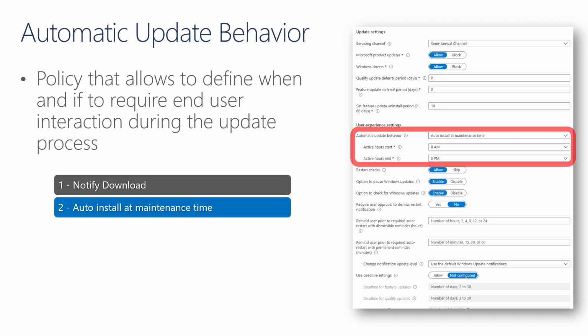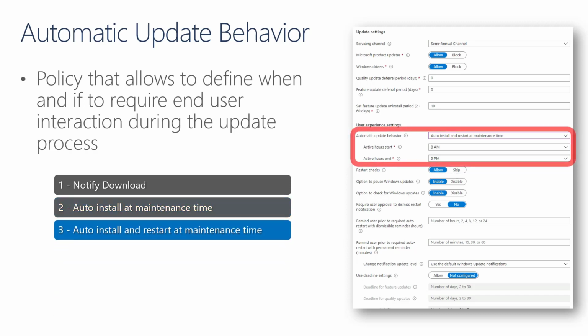In this option, as you can see in the screenshot, we have the possibility to specify active hours, which are effectively a way to indicate when the device is in use by the end users and should not be rebooted. The third option is to auto-install and restart at maintenance time. The device will attempt to install and restart when not in use, and if needed, it will also automatically restart.